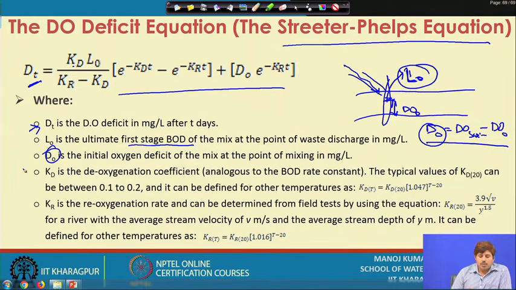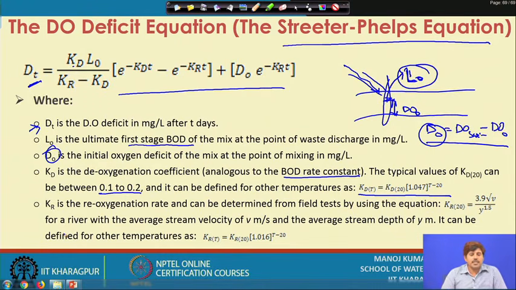Okay. So, Kd, which is the deoxygenation or the BOD rate constant, has typical values of 0.1 to 0.2 per day at 20 degrees Celsius, and at other temperatures we can estimate it following this expression. So, Kd at any temperature is Kd at 20 degrees times 1.047 to the power T minus 20, where T is the temperature in degrees Celsius.